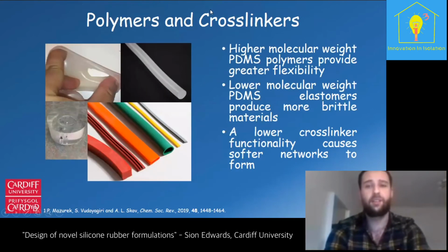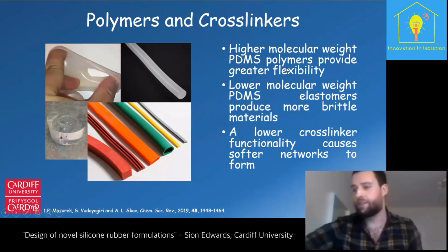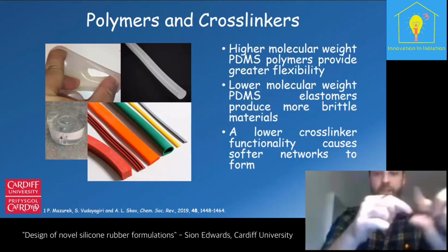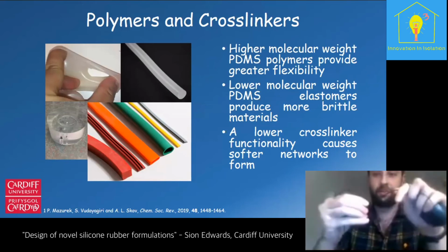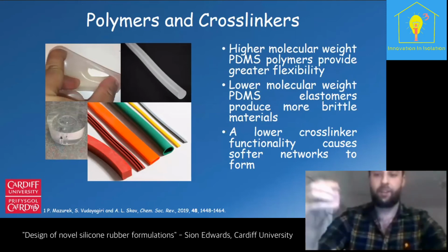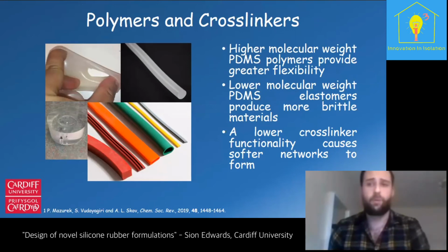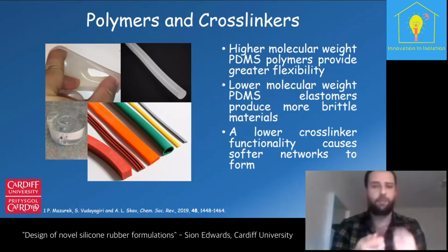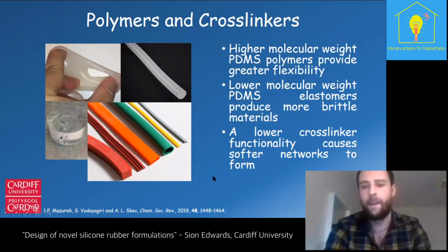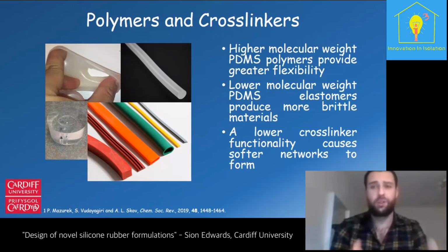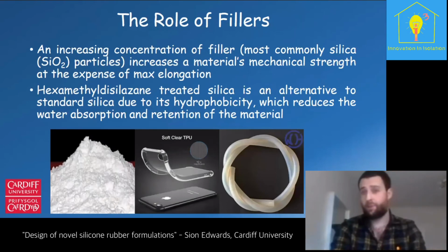So polymers and cross-linkers. High molecular weight PDMS polymers produce networks with greater flexibility. So if you imagine your chain is like this, the short molecular weight will have less flex. The higher molecular weight will have a lot more flex to it. So you want to increase the flexibility there. Lower molecular weight PDMS polymers will again produce more brittle materials, more like plastic, so more similar to this red material here. And also lower functionality, so fewer reactive groups on your cross-linker, will also make the material more soft.